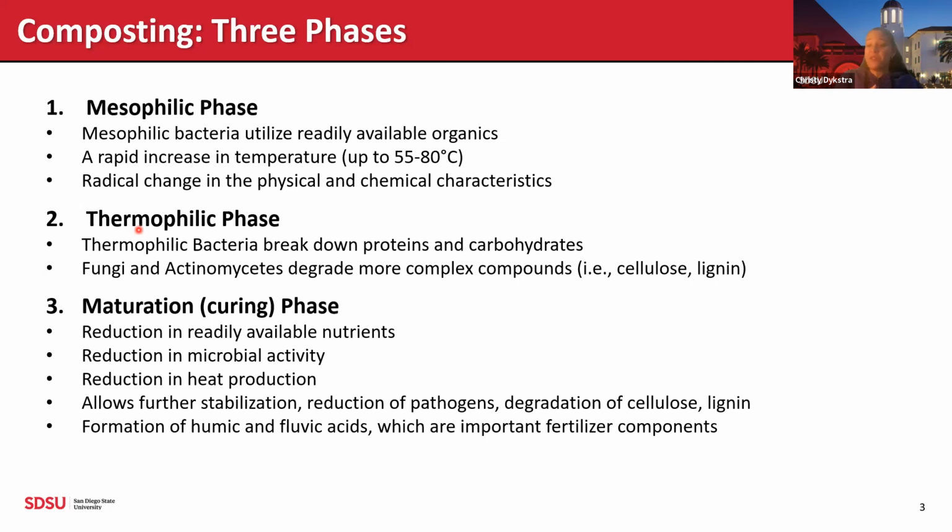So thermophilic, which means heat-loving microbes, they start to break down the more complex stuff, like the big proteins and the carbohydrates. And we also have fungi and actinomycetes. These degrade some of the more complex compounds like cellulose and lignin as well. So during this phase, this is where the harder to break down stuff gets broken down. And they can do that because it's at a higher temperature. So this is beneficial to them.